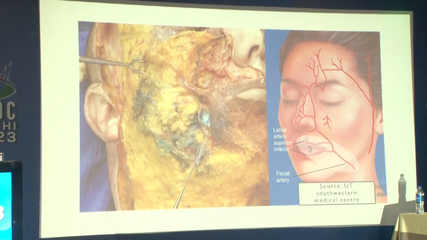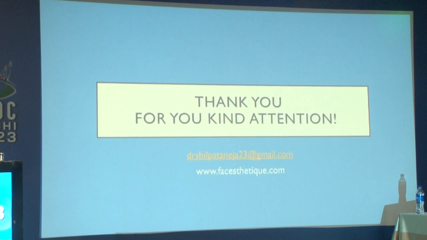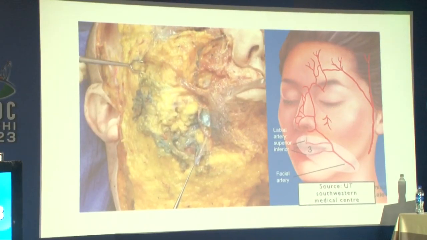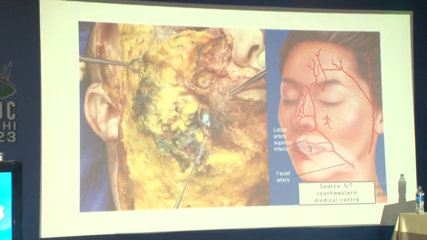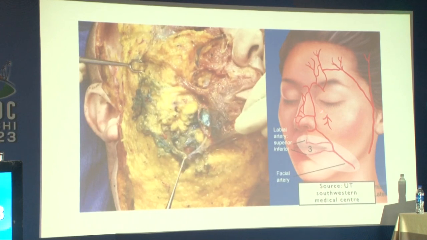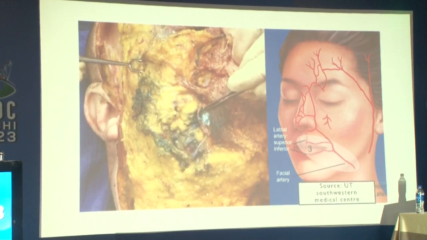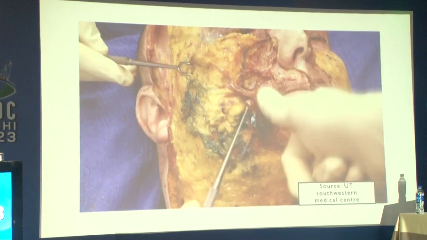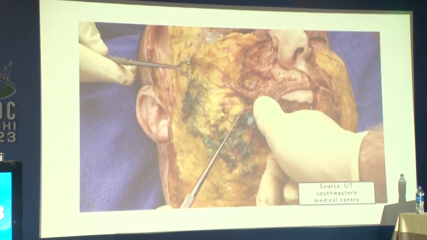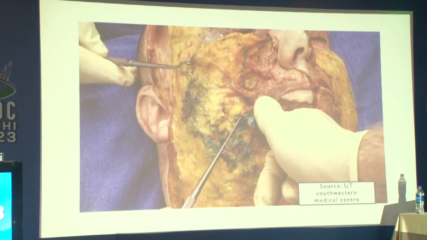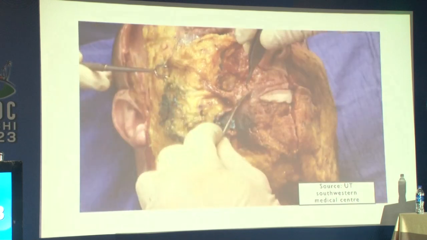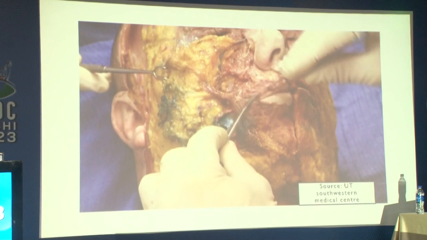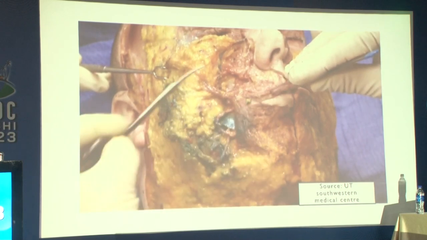Coming to the last part of the talk, which is the most important part, the vasculature of the face. The most important structure here, as we all know, is the facial artery. It starts from the neck. If we want to mark it on the face, it runs one finger breadth ahead of the masseter muscle and one thumb width away from the angle of the mouth. That is the surface anatomy of it.